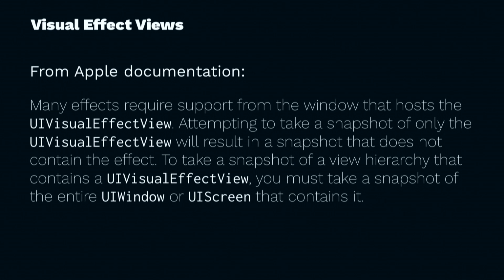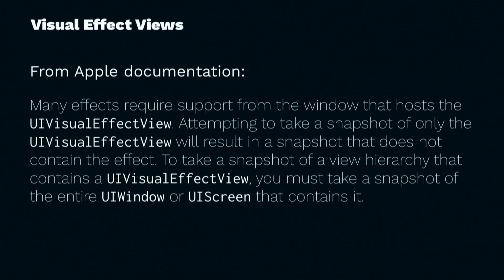The second thing that was interesting with snapshotting was the handling of visual effect views. Just to be clear, visual effect views are the views that render blur effects and stuff. UI navigation bars all have a visual effect view underneath them to render the blur. If you try to snapshot these directly, you'll just get a black rectangle. It's not going to render anything.